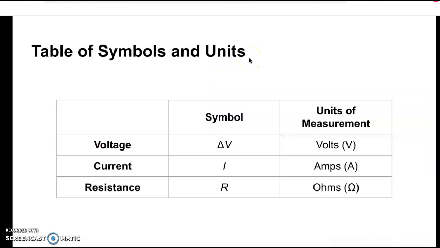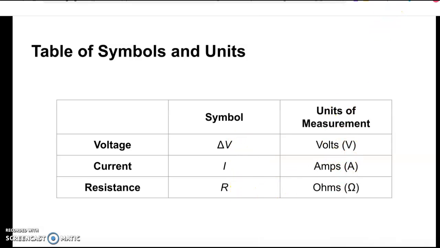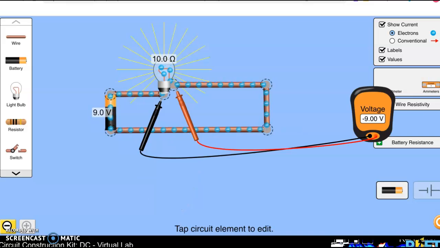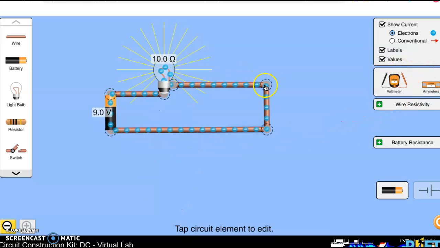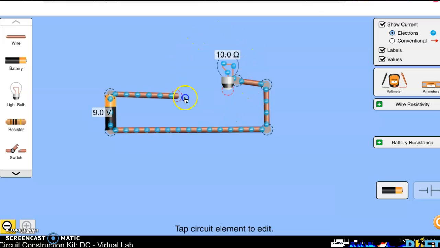Okay, this last slide, this slideshow is available to you on Google Classroom, and it just has all 3 of the quantities with their symbols and their measurements. I've only got a minute left, so I'm going to try to show you this here. So I'm going to attach my current, or I won't. Okay, so I mean, just take a look at how fast the electrons are moving.